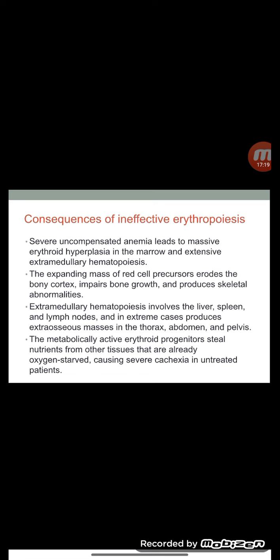The metabolically active erythroid progenitors steal nutrients from other tissues that are already oxygen starved, causing severe cachexia in untreated patients. So, most patients born with thalassemia major, if they don't undergo transfusion soon after birth, die of all these changes: ineffective erythropoiesis, anemia, and nutrient deficiency.